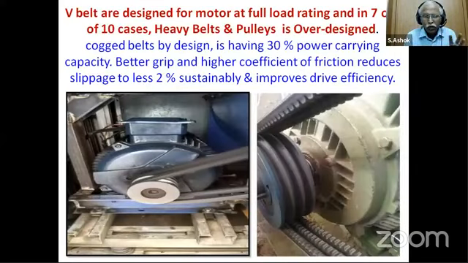On the left side, you can see the existing blower. How is it? It's a small pulley with a loose belt, and it's a heavy belt. In 7 out of 10 cases it's a heavy belt and it is over designed. The belts and pulleys themselves consume more power. They should not consume, but they are consuming more power. So it is an immediate zero cost. I don't say it's a zero cost, it's a very low cost.